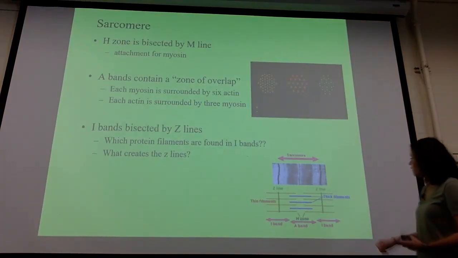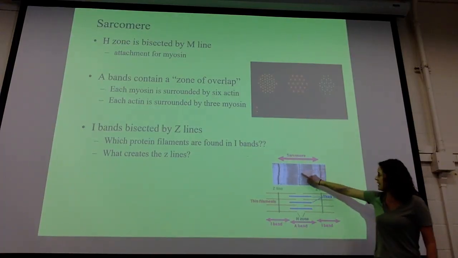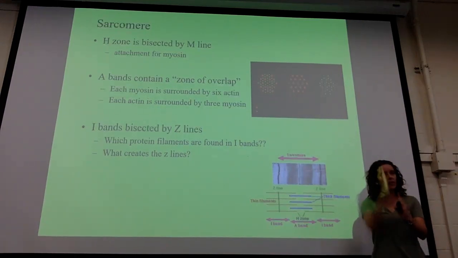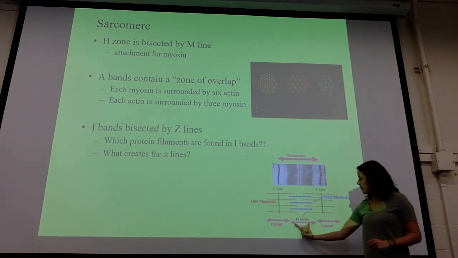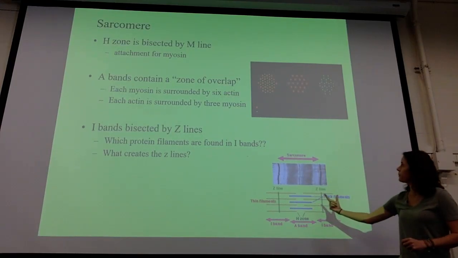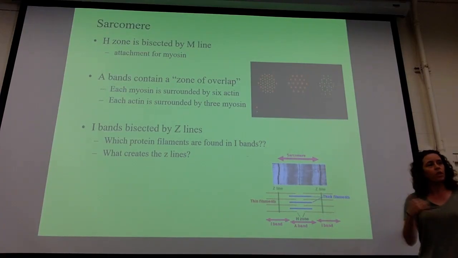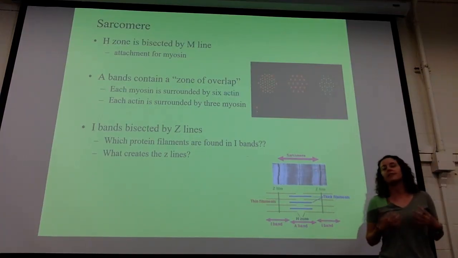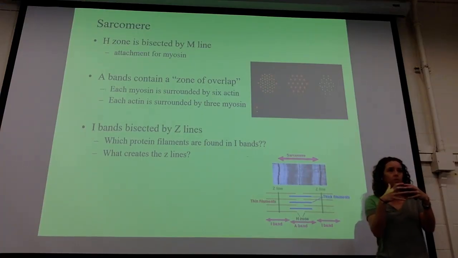Okay, the very center of the H zone is bisected by an M line, which you can see in this picture here. This is essentially where all the myosin is tied together in the very center. And the A band is the zone of overlap. The zone of overlap is very important in the sarcomere because this is the area where the actin and the myosin are stacked on top of each other, and this is where the interaction is possible.